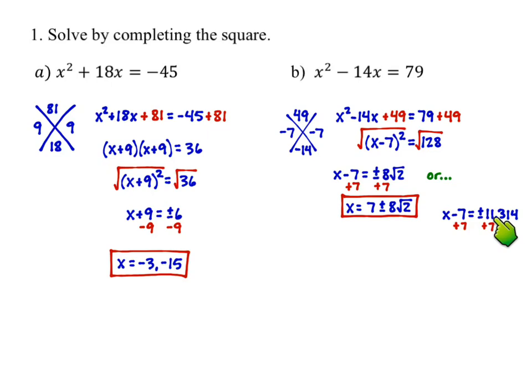What is positive 11.314 plus 7? And what is negative 11.314 plus 7? So our two answers are going to be 18.314 and negative 4.314. And so that's our second type of answer. So you got to read the problem and see which form it wants it in, if it doesn't have a clean square root.